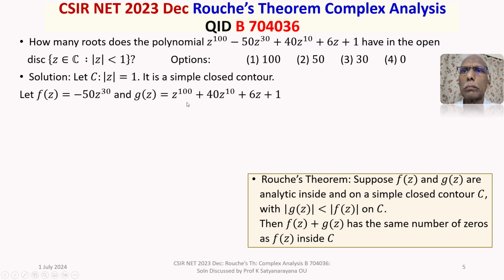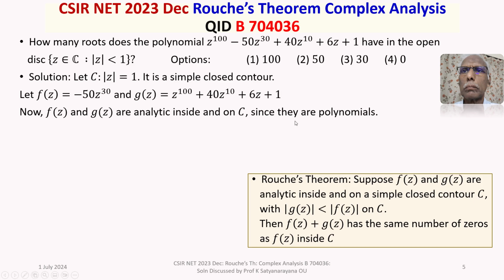These are analytic everywhere, so they are analytic inside and on this simple closed contour C, which is the unit circle. Why are they analytic? Because they are polynomials, and all polynomials are analytic everywhere. So, because they are polynomials, f of z and g of z are analytic inside and on this closed contour C, which is the unit circle. Right. We have to verify this condition, mod g of z less than mod f of z on C.